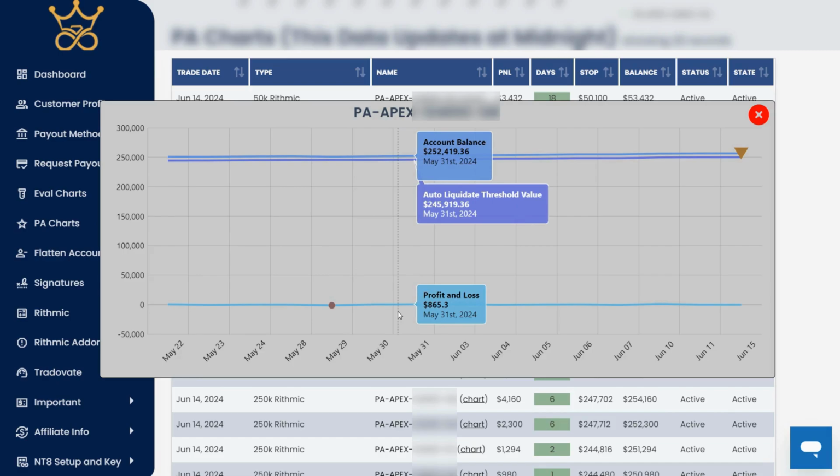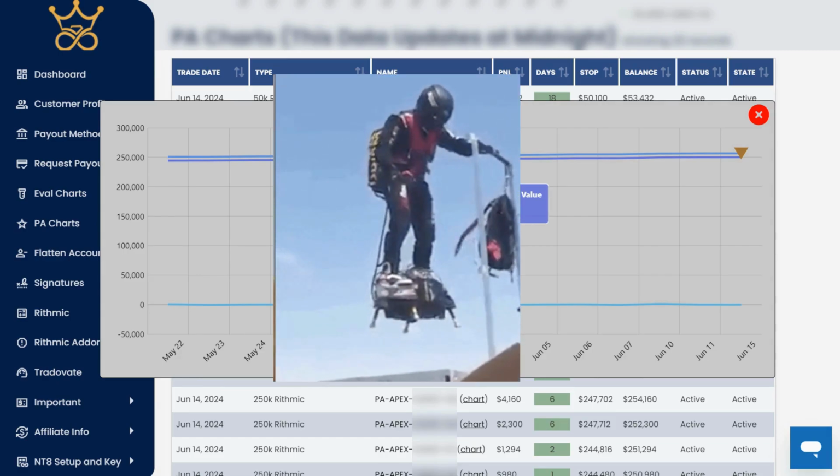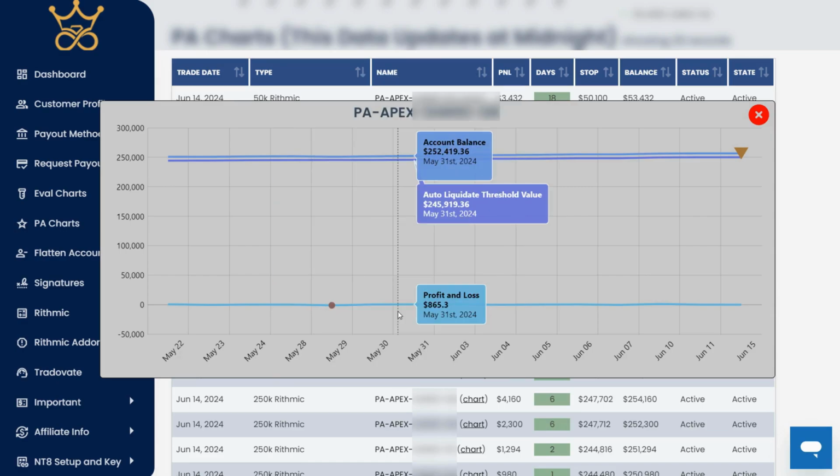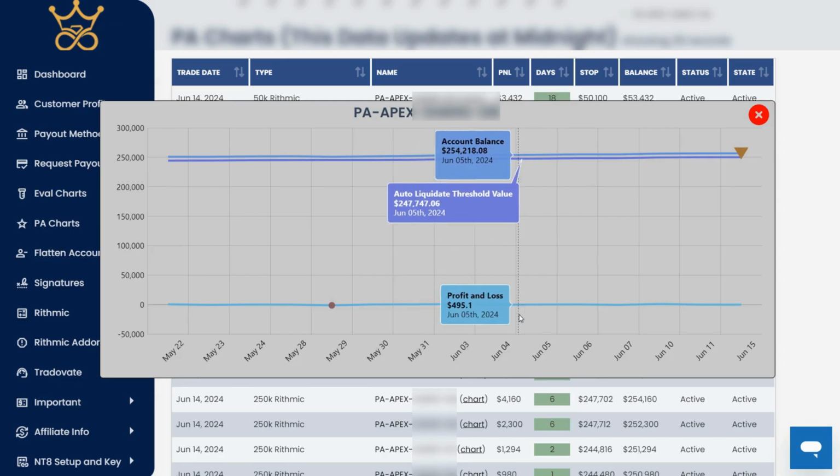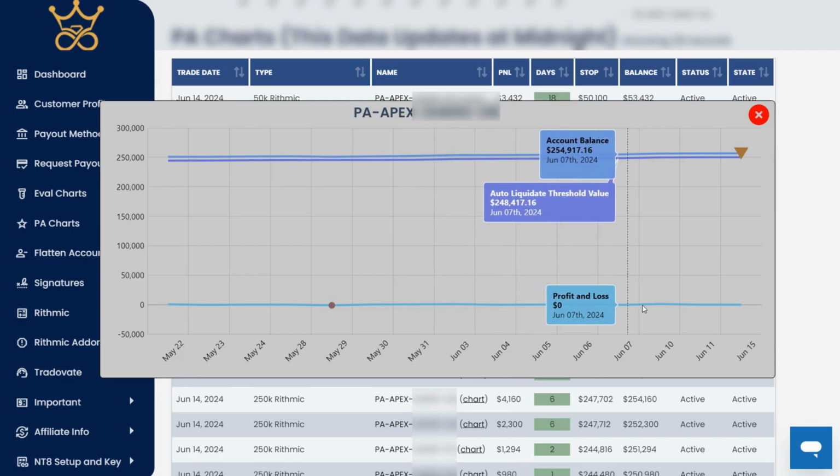Whatever I do before I request a payout, I want to make sure I'm above board. If it's the 30% consistency rule, I want to make sure I'm absolutely under the 30% for one single trading day. And for flipping days, I want to make sure they can't tell me, oh, that is a flipping day when it's not.